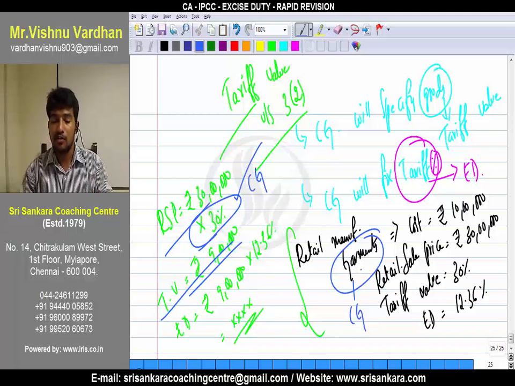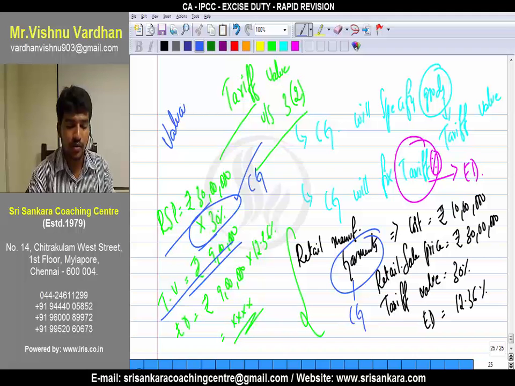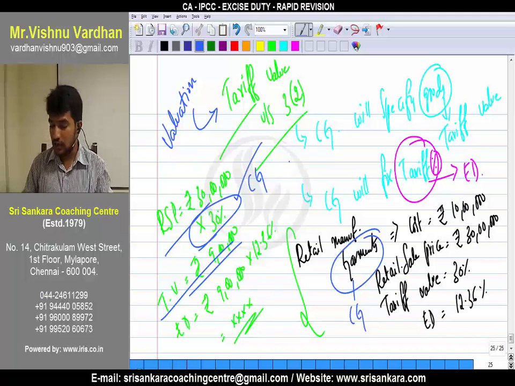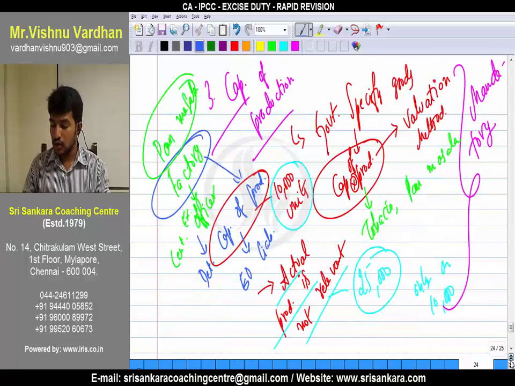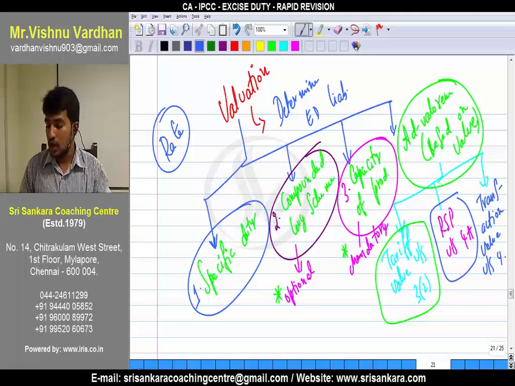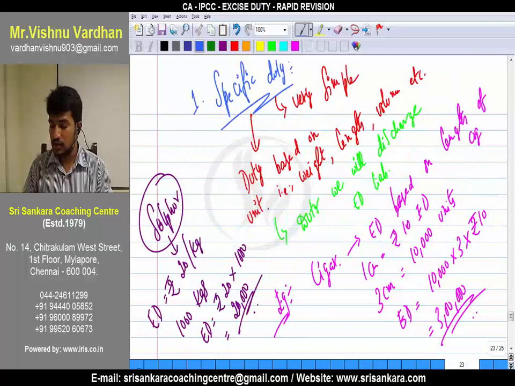Here this is nothing but valuation on the basis of tariff value. So with this, tariff value is over. Next there are only two other methods remaining. Next one is the RSP method. So RSP method, what is the RSP method? We will see.